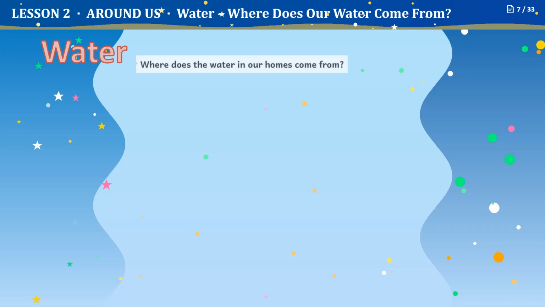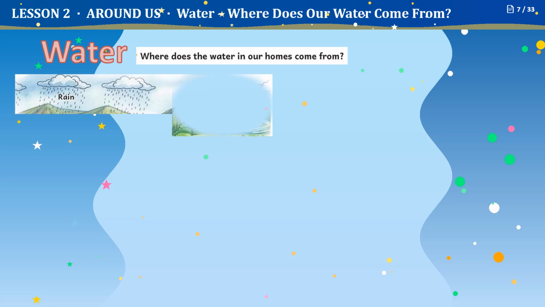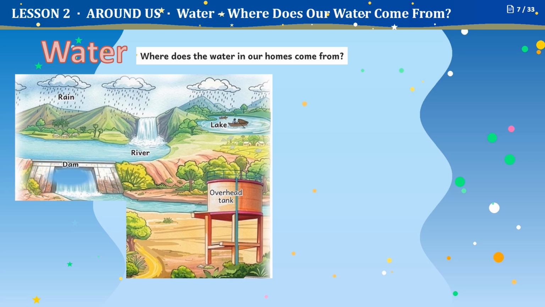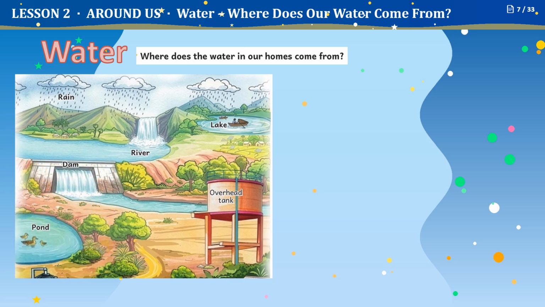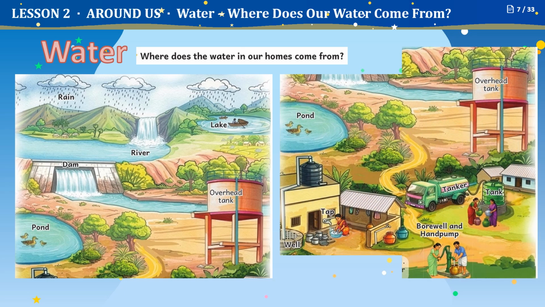Now we are going to talk about water. Where does our water come from? So the main source of water is rain. The rain is collected in river, lake, dam and pond. And this water after the treatment goes to the overhead tank, and from there it is distributed to our houses.